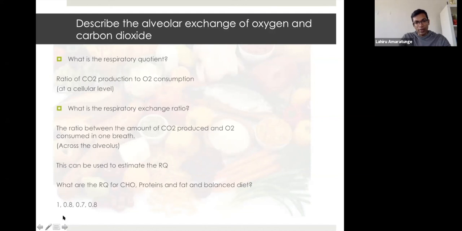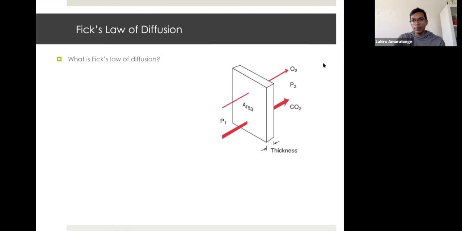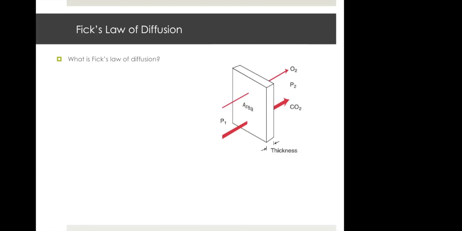So the next thing we'll go through is fixed load diffusion. Maggie, are you happy to answer some of these questions? What is fixed load diffusion? So fixed load diffusion describes the rate of diffusion across a membrane, and it states that that rate is proportional to the difference in partial pressure gradient, so P1 minus P2, times the area for diffusion times the solubility of the substance, divided by the thickness of the membrane times the molecular weight of the substance.